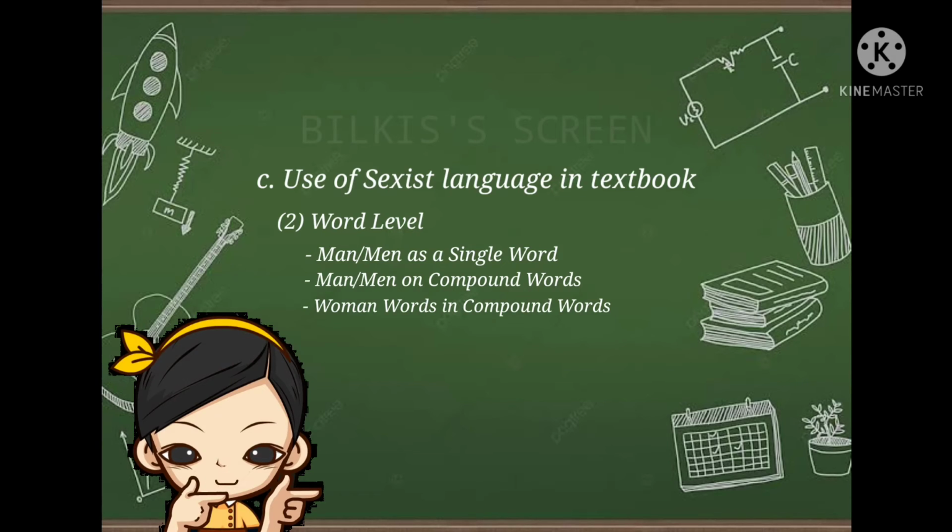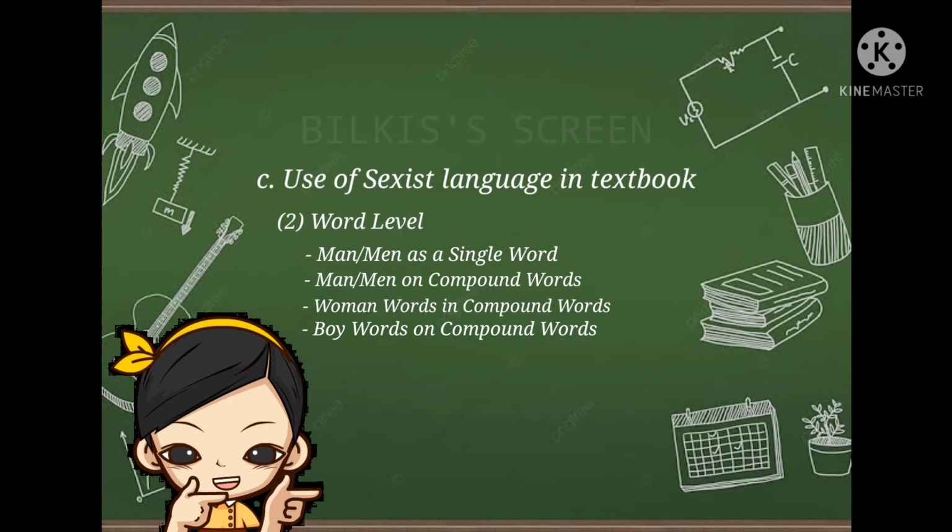The third is woman in compound words. What is meant by the word woman in compound words can be seen from examples such as policewoman, formed from the word policeman, businesswoman, formed from the word businessman, and chairman becomes chairwoman.